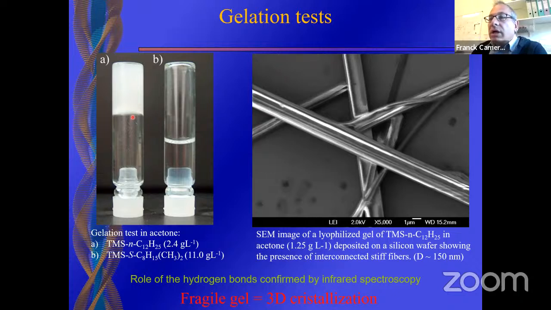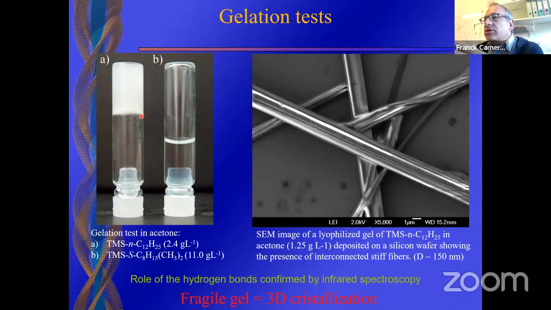You can say that it looks like a gel, but in fact it's not a gel. It looks like a gel when you turn the vial upside down. The solution does not flow, but it's not a gel. If you look closer, you can see that inside you have really stiff, rigid fibers. This is a three-dimensional crystallization, which looks like the formation of a gel, but it's not a gel.